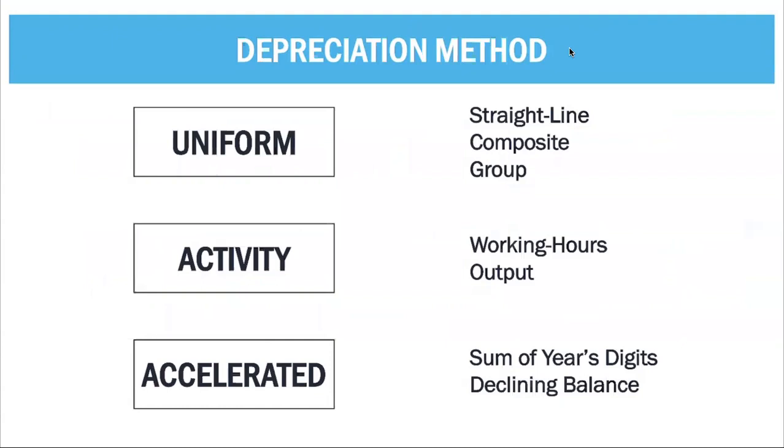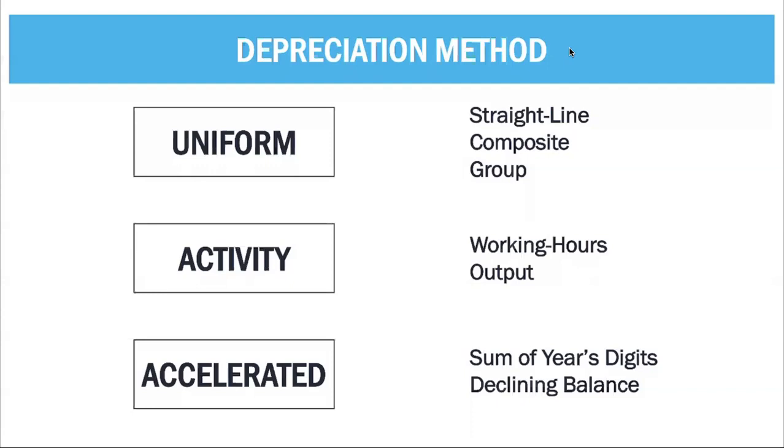Then we determine the useful life based on an estimate, looking into their physical and economic or functional factors. And now we determine the best cost apportionment, or your depreciation method. So we have your static or uniform. We also have your activity type of depreciation, and we have your accelerated. So the following are the types of depreciation method.